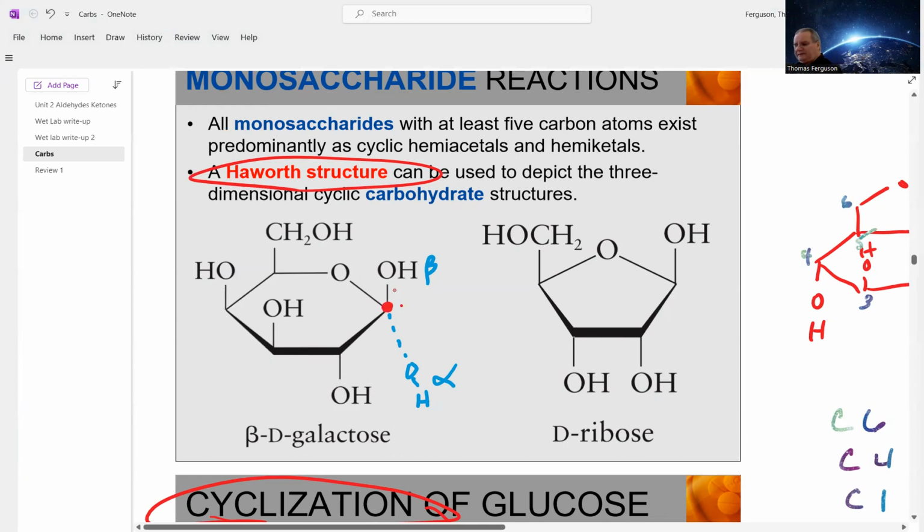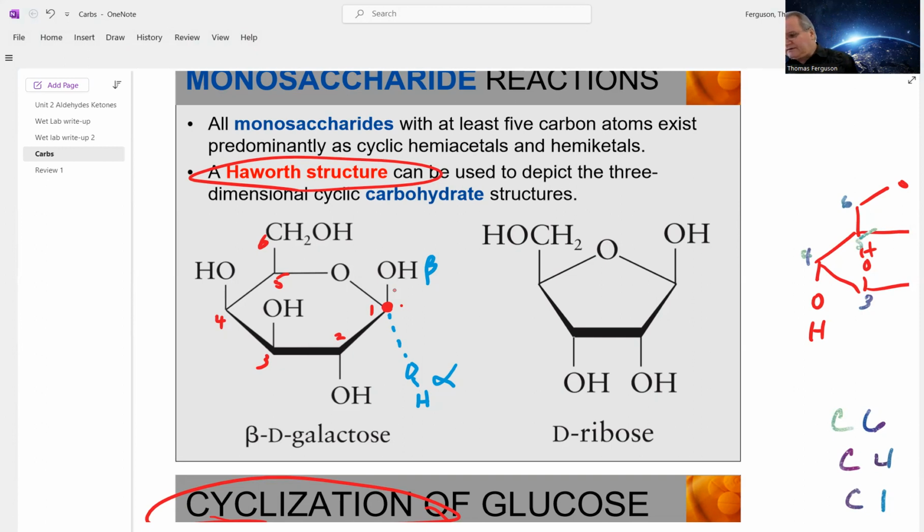That's the anomeric carbon. And the anomeric carbon, remember, we can do alpha and beta. Alpha's down, beta's up. All the other configurations have to be either up or down for that specific sugar. For example, galactose has to have carbons 2, 3, and 4 the way they are. Down, up, up. Otherwise, it's not galactose.